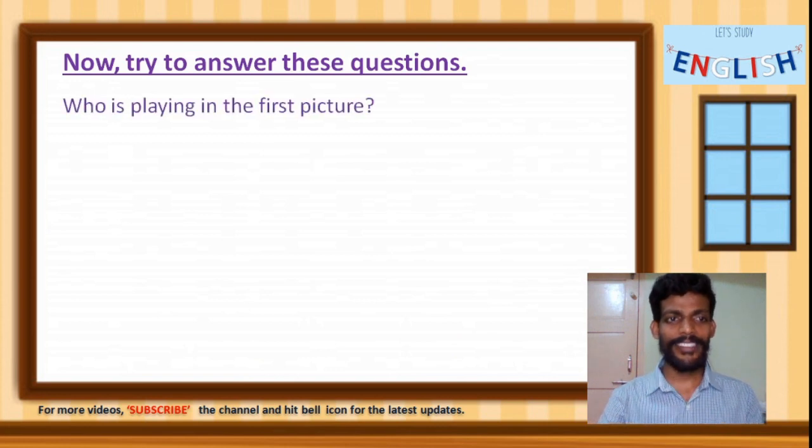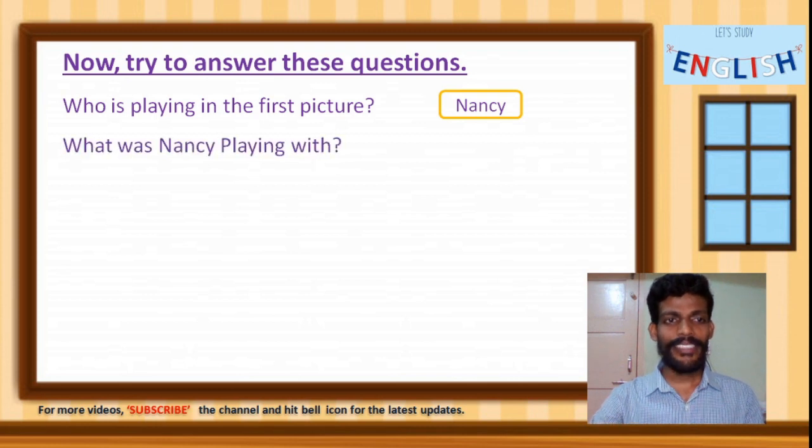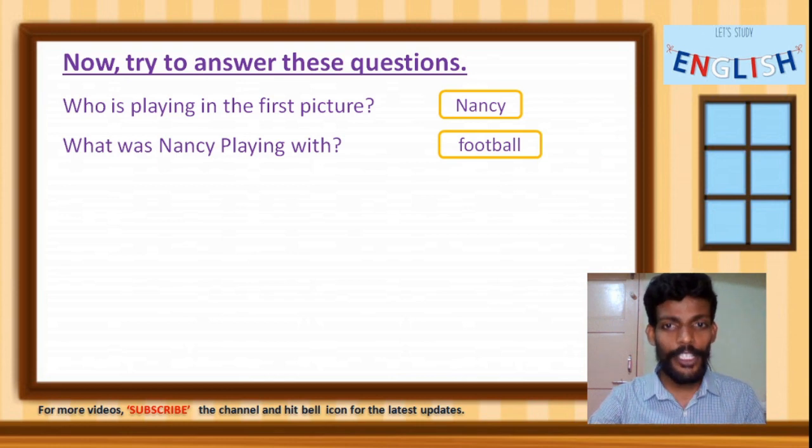I'll ask you some simple questions based on the pictures. The first question is like this: who is playing in the first picture? Yes, who is playing in the first picture? Can you recall? Correct. That was Nancy playing in the first picture. Now, time for the second question. What was Nancy playing with? She has something. Okay, what was that? Yes, exactly. That was a football. Nancy was playing with a football.